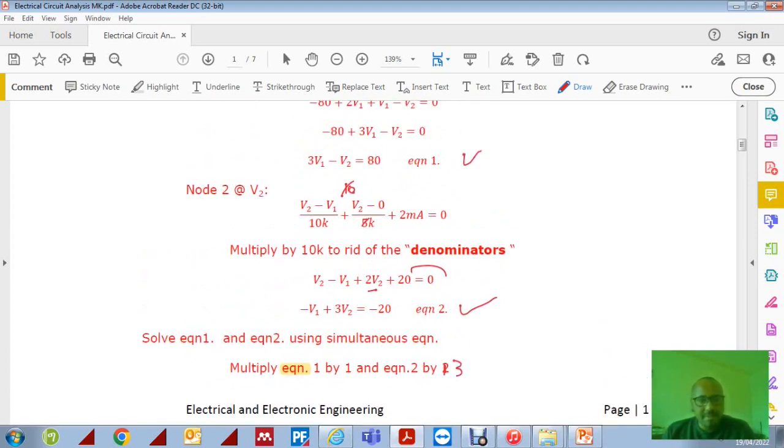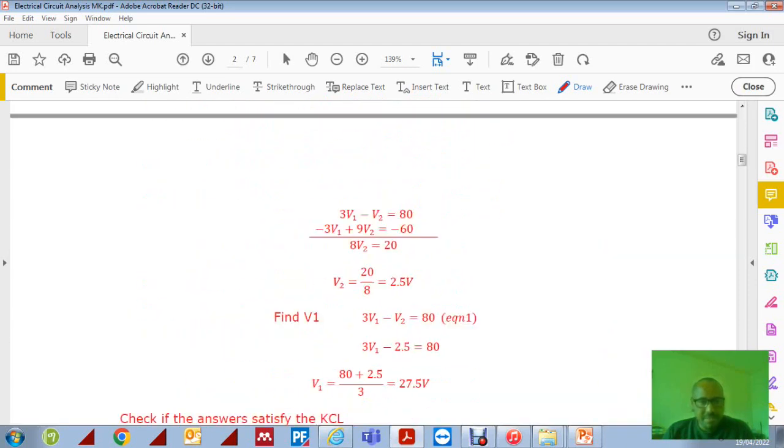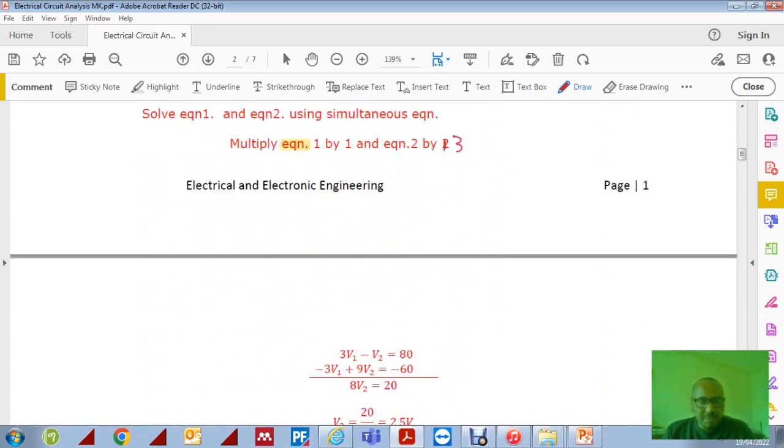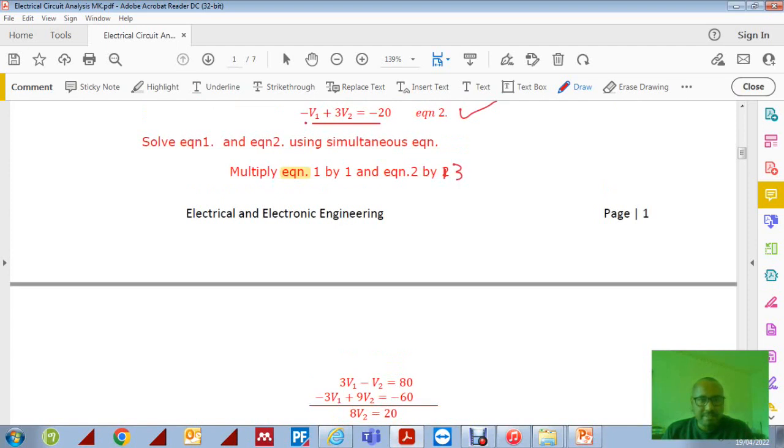For example, we have 3v1 minus v2 equals 80, and then we have another equation, equation 2. We just have to make the first one the subject. So this one needs to be multiplied by 3. So this will be minus 3v1 plus 9v2 equals minus 60, because if we look at this one by 3, minus 3v1 plus 9v2 equals minus 60.